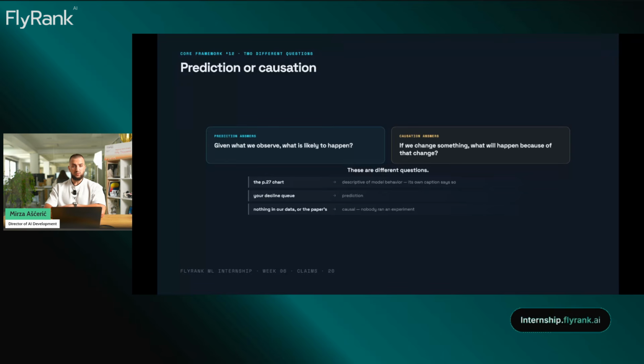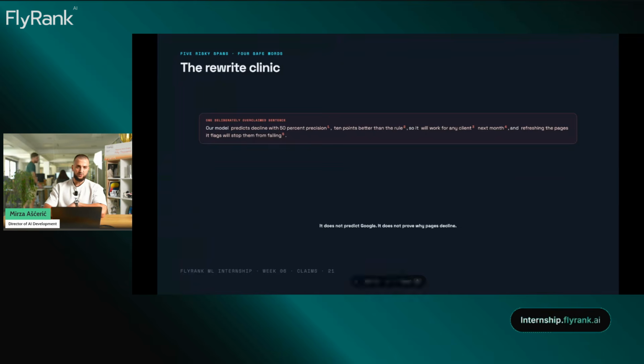Everything we talk about today is prediction. The chart on page 27 just tells us about how the model acts. Your decline Q is a prediction, and nothing in our numbers or the paper shows causation because nobody did a test to change things. So remember these two ideas. They are very important.